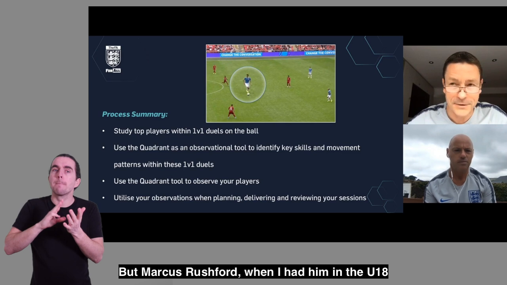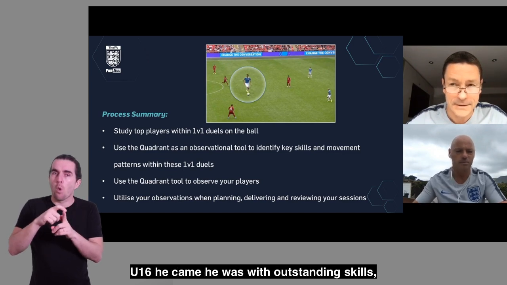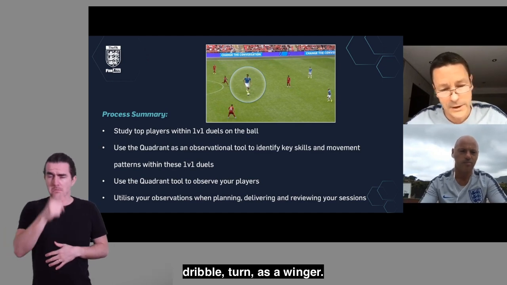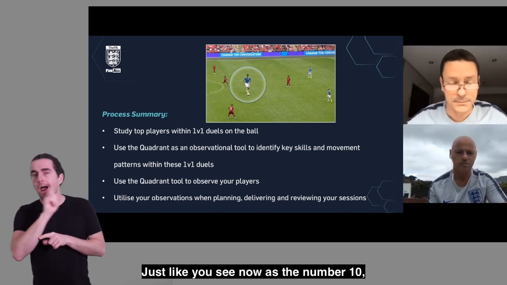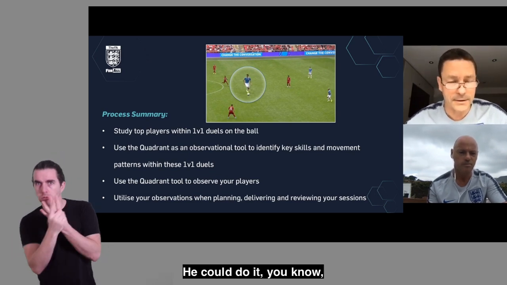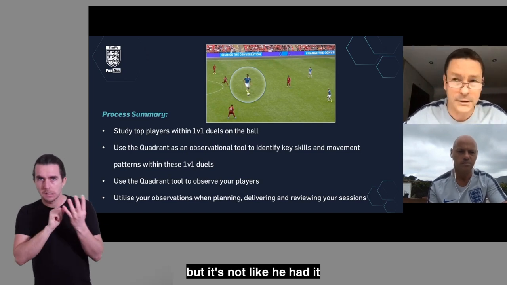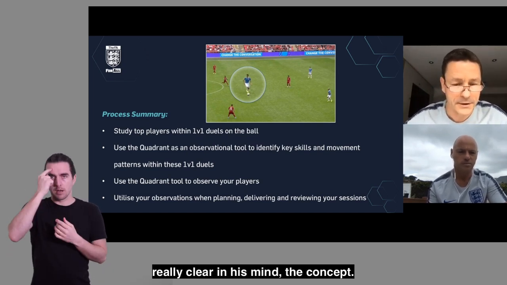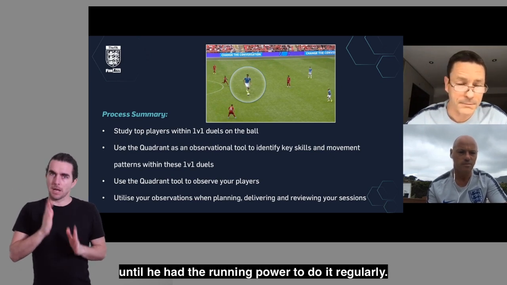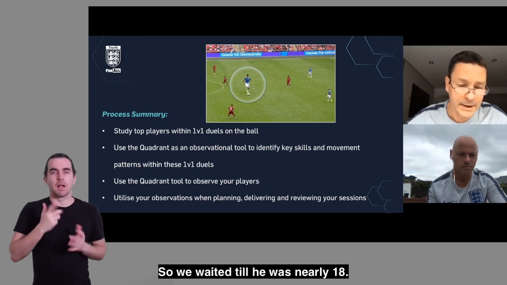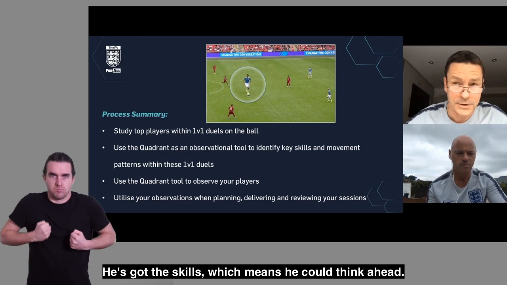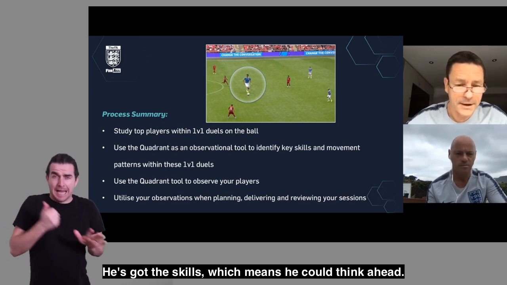So obviously I use this example a lot because everybody knows who he is. But Marcus Rashford, when I had him in the under-18s, under 16 he came, and he had outstanding skills, dribble, turn as a winger, just like you see now as a number 10. But he didn't know how to run behind. He could do it, he could run behind and he would do, but it's not like he had the concept really clear in his mind. So we couldn't really do that until he had the running power to do it regularly. So we waited till he was nearly 18. He had the running power now. He's got the skills, which means he could think ahead.